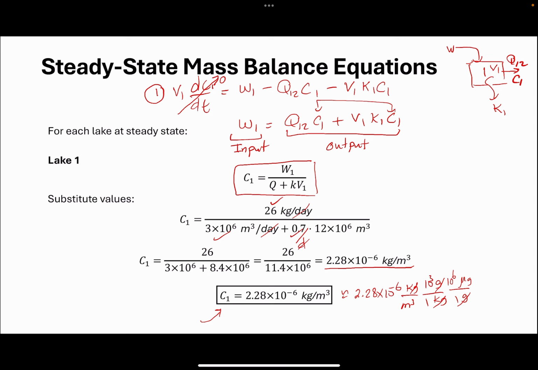And then you want to do it per liter, so meter cube per liter. You know that 1 meter cube is equal to 1000 liters. So meter cube with meter cube, 1000 with 1000. You'll end up with, look at that, 10^6 and 10^-6. The answer would be 2.28 microgram per liter, which is equal to 2.28 part per billion. So this is the concentration of nitrate leaving lake number 1.